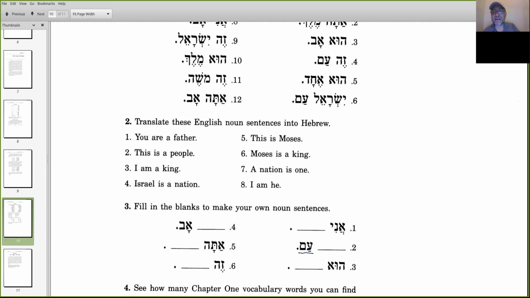So the word Am means nation or people. So we could put, let's see, we could say this is a nation. We could put the word ze in there, zayin, segol, hey, ze, and so it would be ze Am. This is a nation or people. This is a people. There's a few more things we could put in there. Let's go on to number 3.